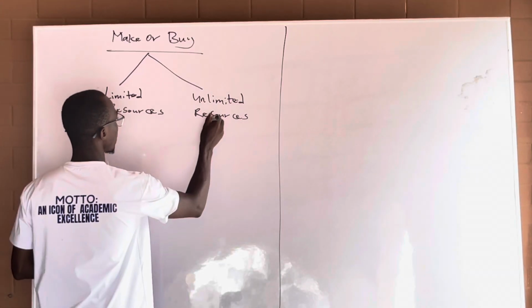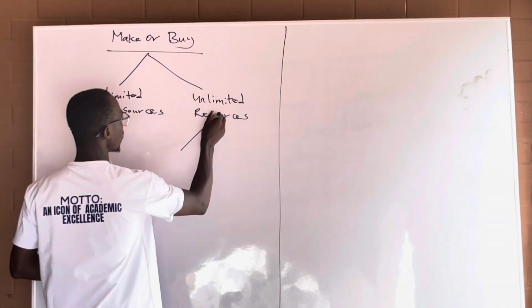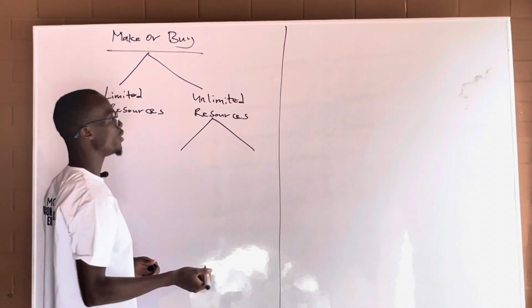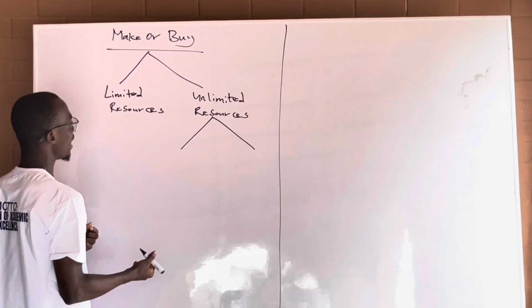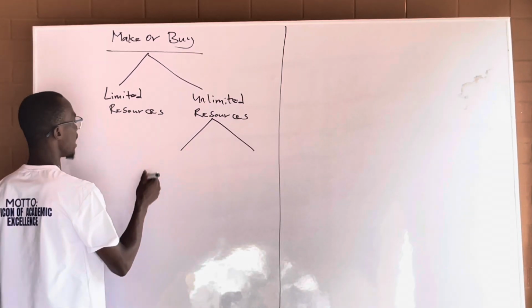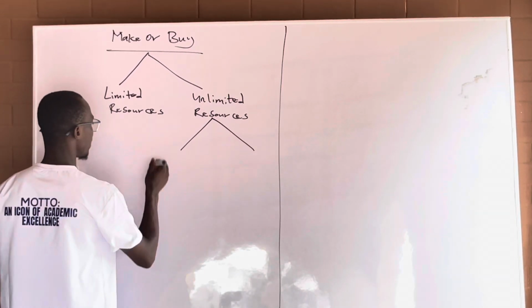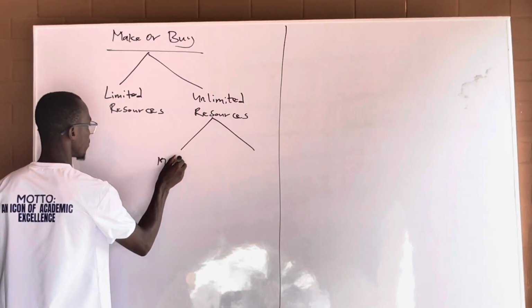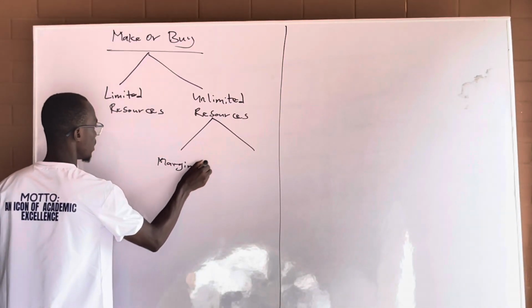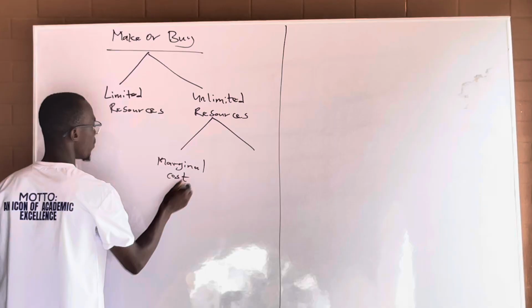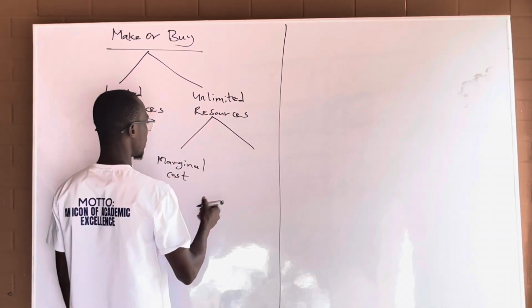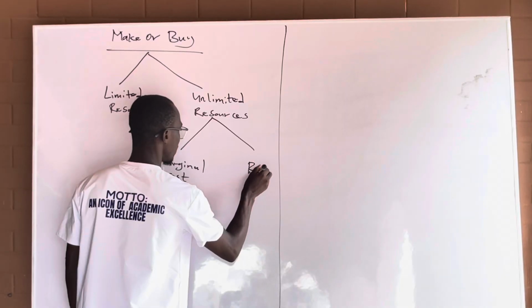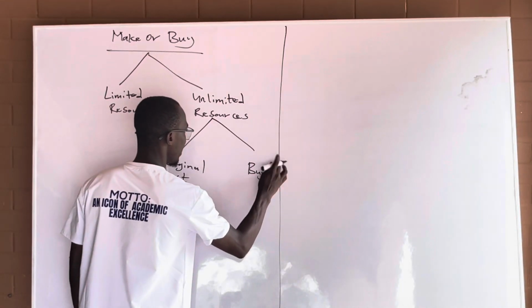If you want to know whether an organization should make or buy, they first need to check the marginal cost of making the product, that is, the marginal cost they will incur when they produce the product in-house, and also the buy-in price.